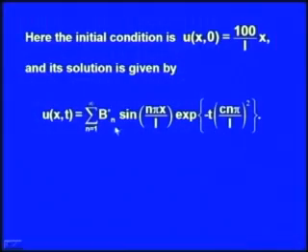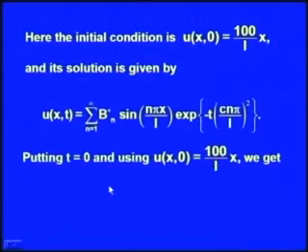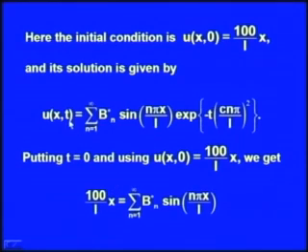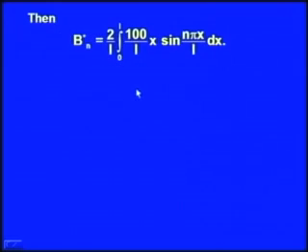So, if you put these values of T 0 and T L in the article, then you can see that u x t becomes this infinite series, where when you put t equal to 0, you get 100 x by L equal to sigma n equal to 1 to infinity b n star sin n pi x over L. So, the values of b n star we can find. B n star will be 2 over L integral 0 to L of u naught x over L, that is 100 x over L here, into sin n pi x over L dx.